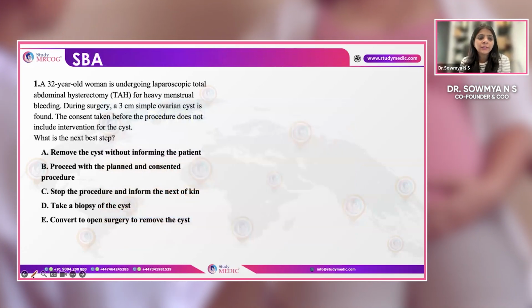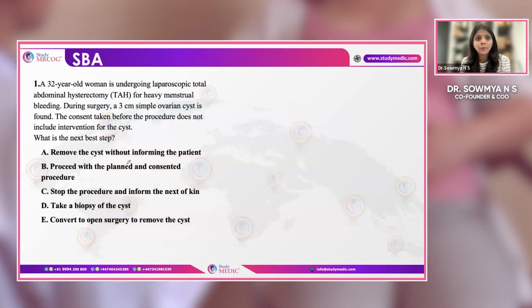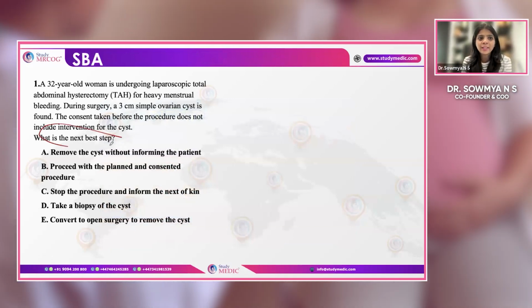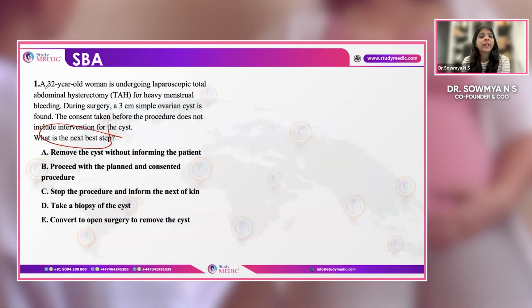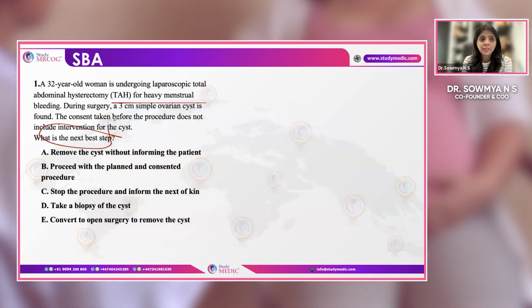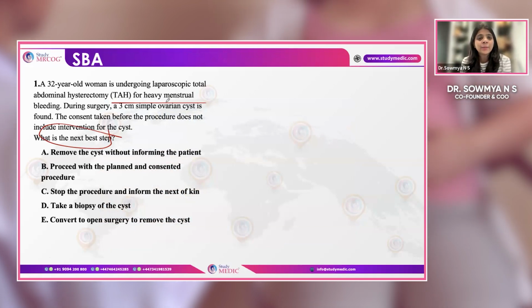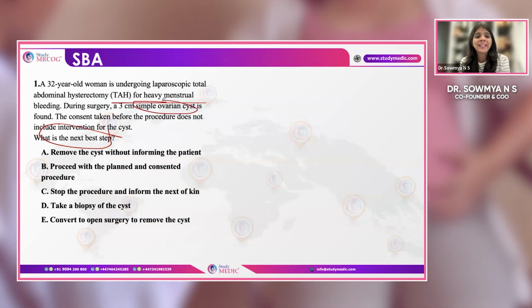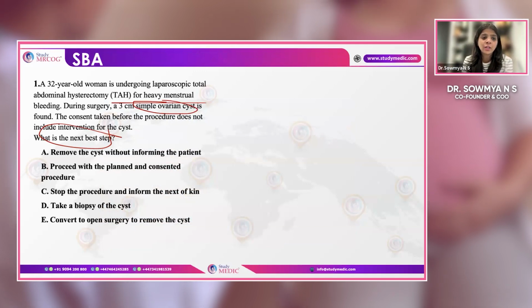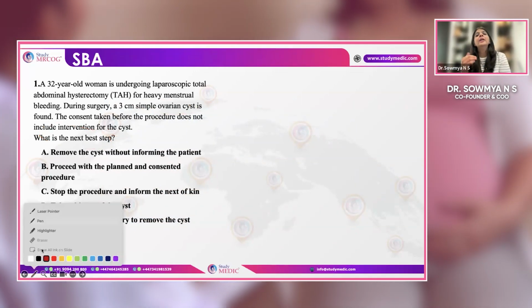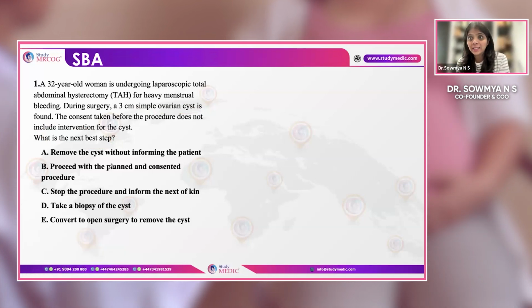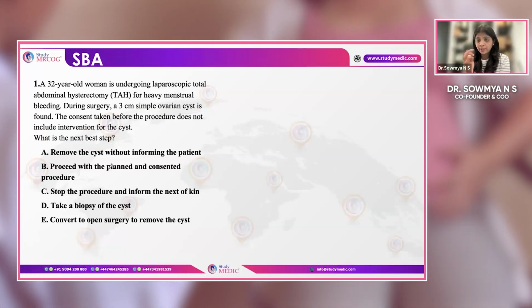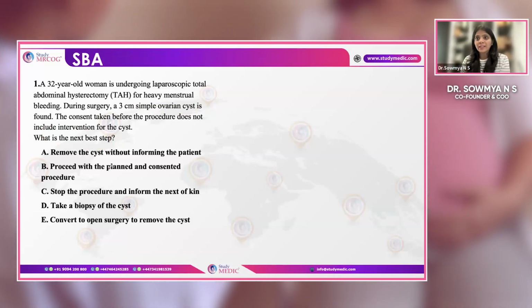So always remember, consent questions are quite common. As I always do here, what is the next best step is what they are trying to ask you. A 32-year-old woman undergoing TH for heavy menstrual bleeding. During surgery, a 3 centimeter simple ovarian cyst is found. The consent taken before the procedure does not include intervention for the cyst. So the point is, do what is consented unless it is an emergency, which is life-saving. That's the first point. Second point, you can take biopsies without consenting.